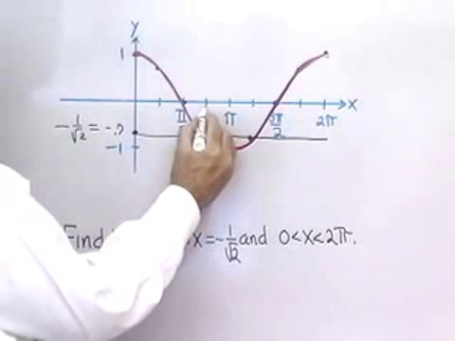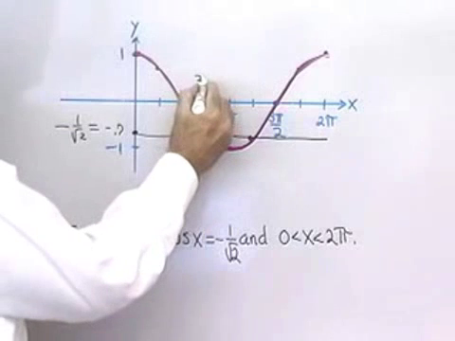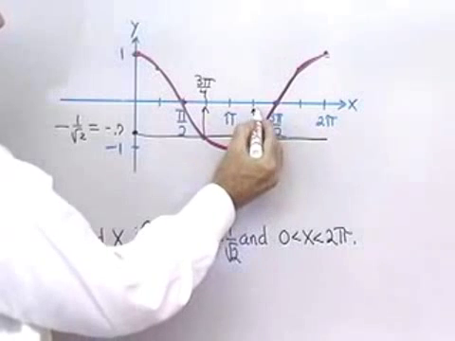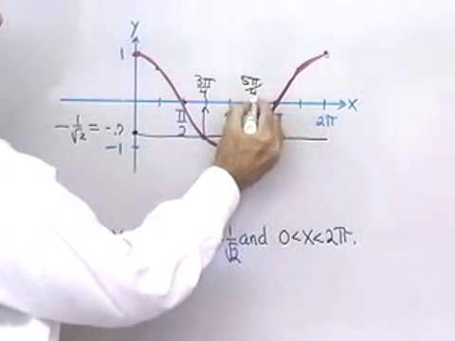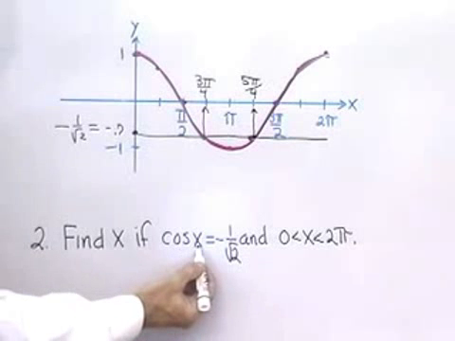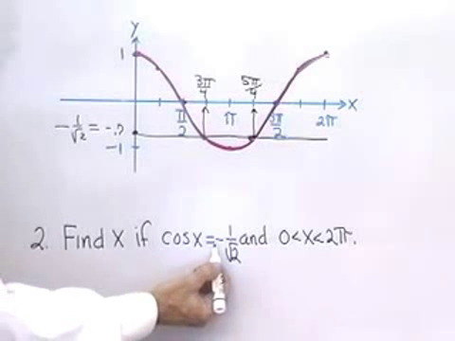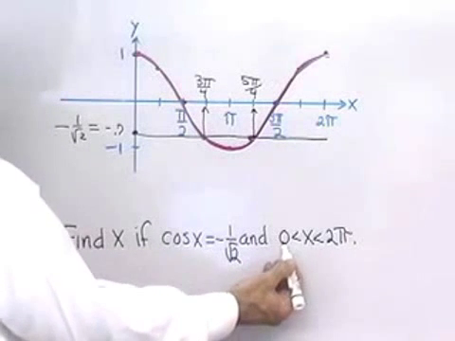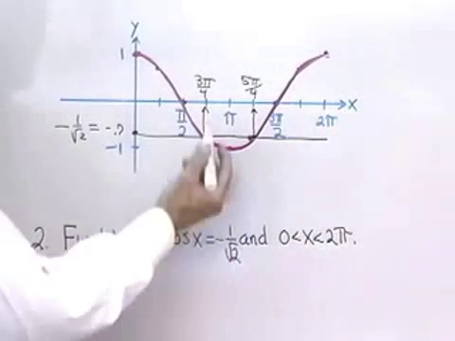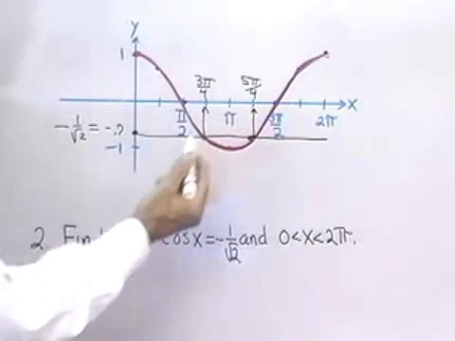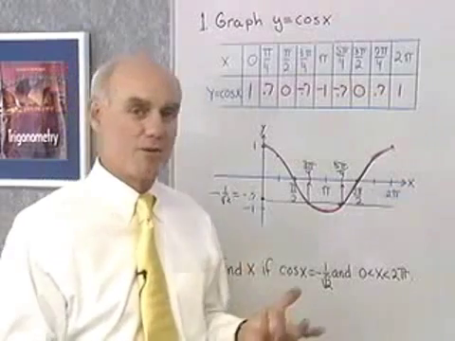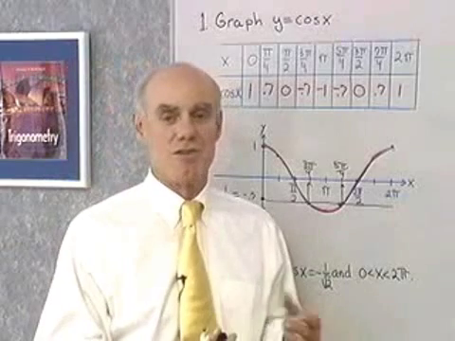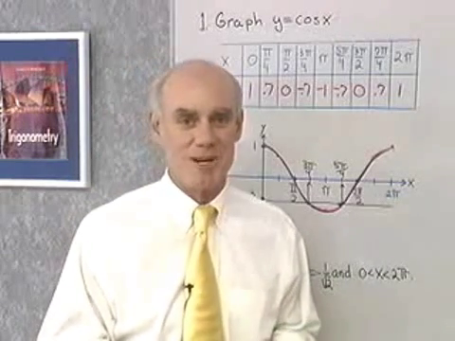It intersects right here, which is going to be x equals 3 pi over 4, and it intersects right here, which is x equals 5 pi over 4. So cosine of 3 pi over 4 and cosine of 5 pi over 4 are both negative 1 over square root 2, and those are the only two values of x between 0 and 2 pi that's true for. So here's my answer to that question, 3 pi over 4 and 5 pi over 4. So once we have the graph of y equals cosine x, we can use the graph to find some values of x given certain values of cosine x. Let's look at another problem.